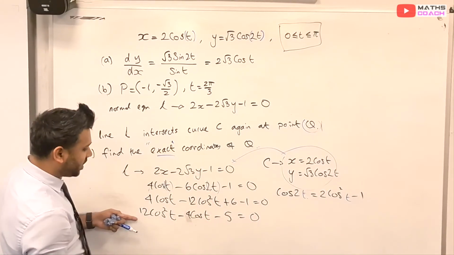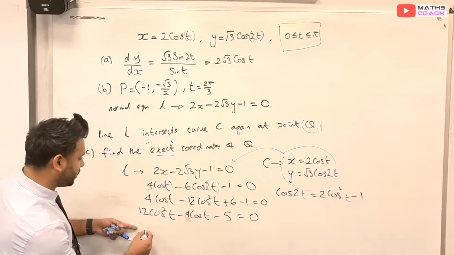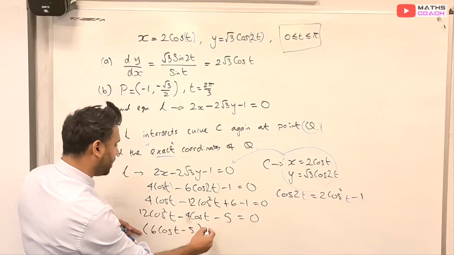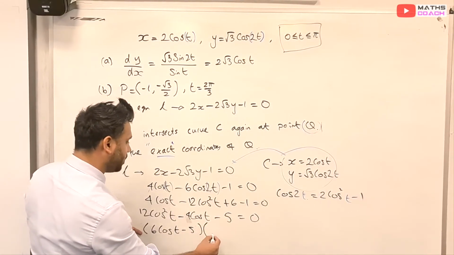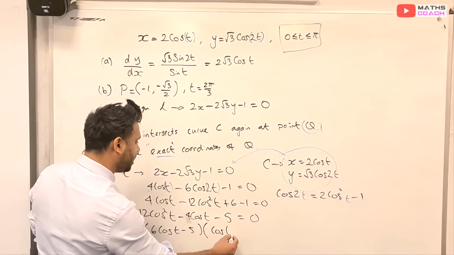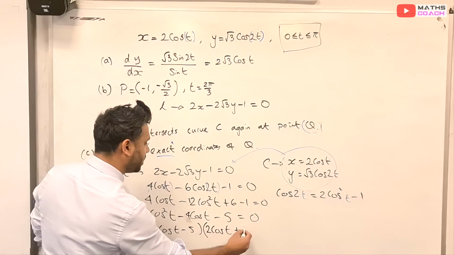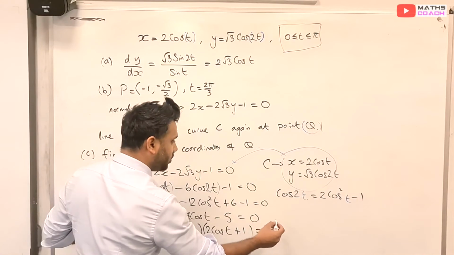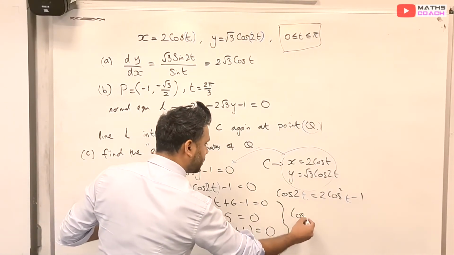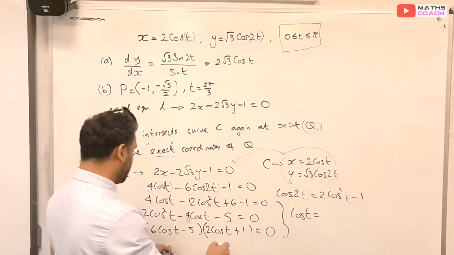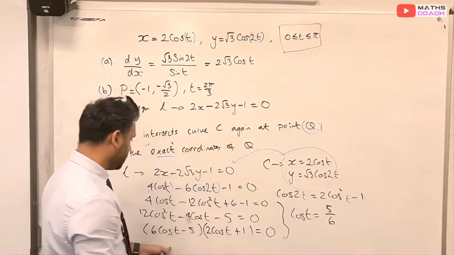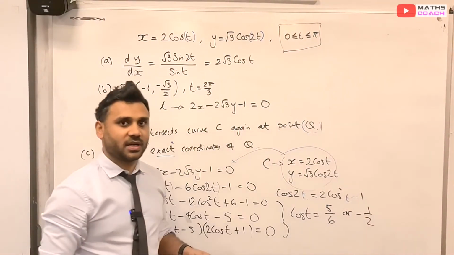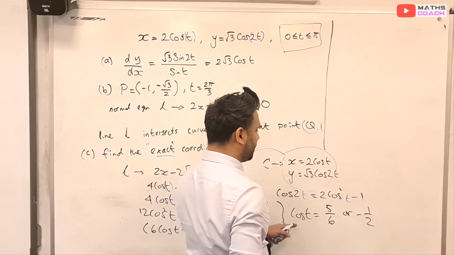So you have a quadratic equation involving a cos, which factorizes into 6 cos t minus 5 in one bracket, and the second bracket would be 2 cos t plus 1 equals 0, which gives us the solution for our cos t as, well, the first one will give you 5 over 6, and the second one will give you minus a half.